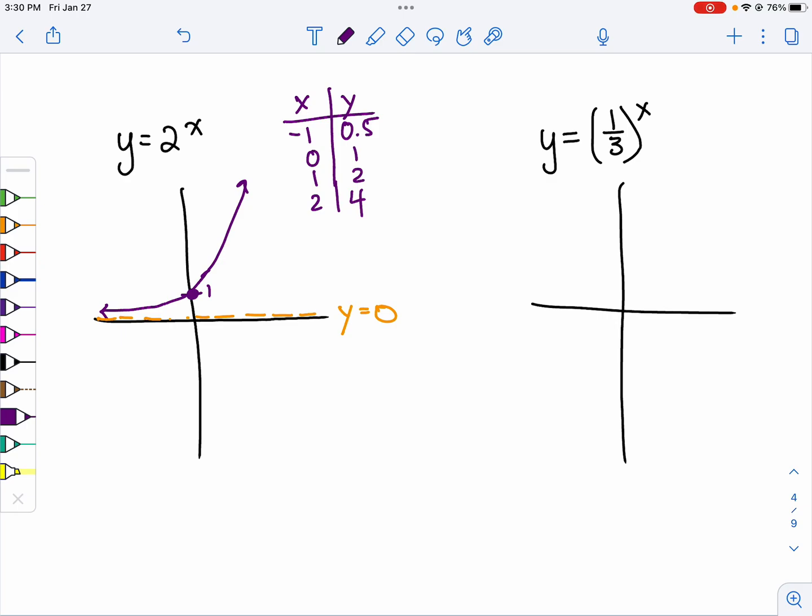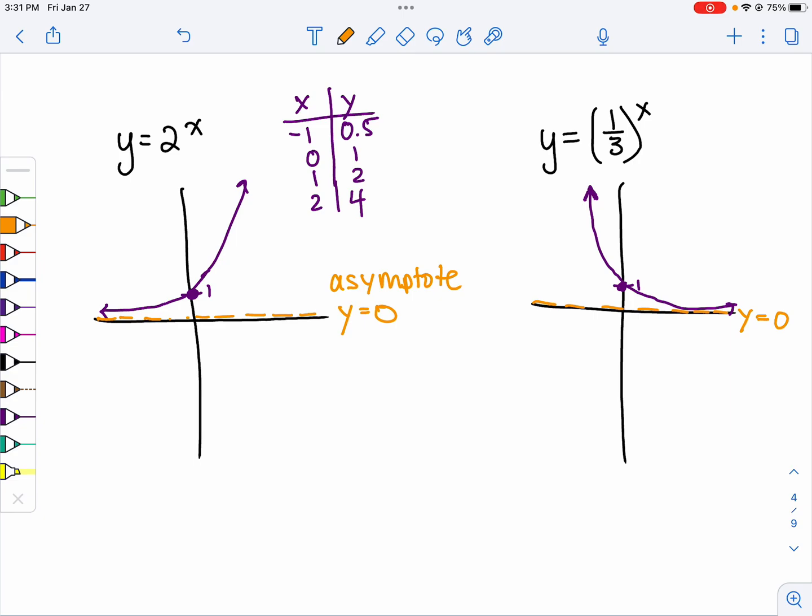This one, 1/3, actually looks really similar, but it's going the opposite direction. It's going to be a little steeper, but it's going to be going this way. And it actually also has an asymptote right here at y equals 0. I'll just write that. It's called an asymptote.